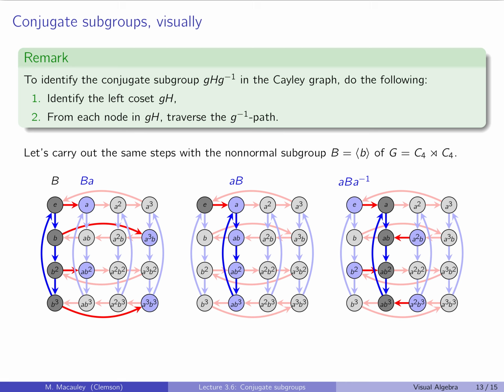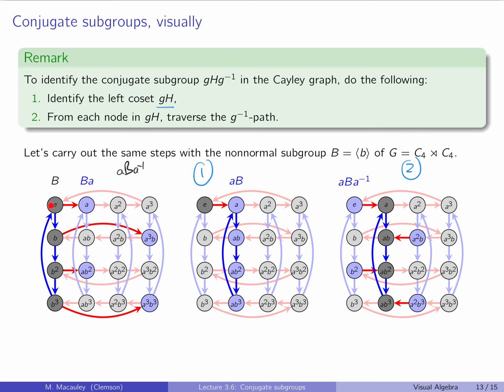Let's now carry out the same steps, but with the non-normal subgroup, big B, generated by little b, and here is that subgroup right here. So there's two steps, and the first one is to identify the left coset, GH, and so that first step is actually in this picture, and the second step is in this picture. And what we want to do here is find A B A inverse. But I added this so I could show you how the right coset and left coset are different.